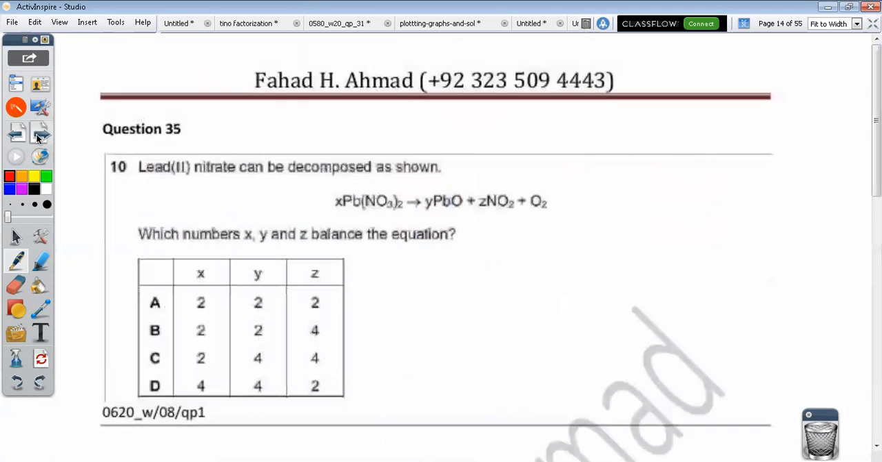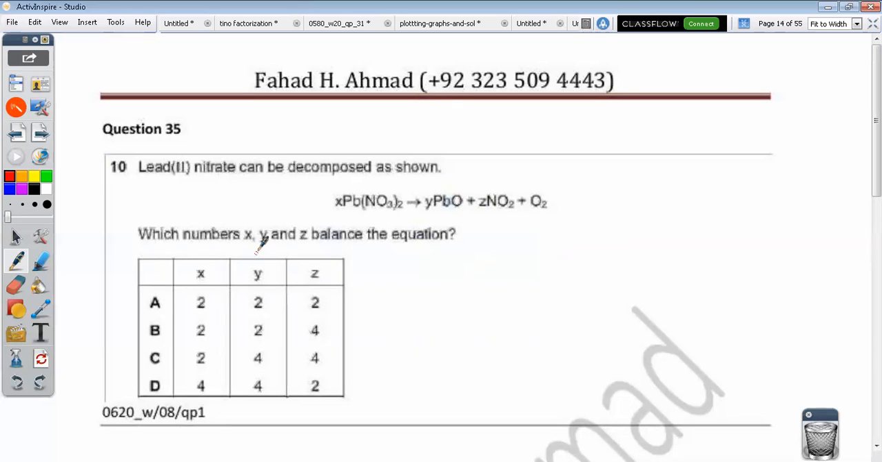Some questions are being repeated. Now, let's do the balancing together here, or you can tell me what you think, how we should balance this. Lead seems to be balanced. Nitrogen is not balanced at all. The oxygens. So we have oxygens, nitrogen. So how do you balance this whole thing here?